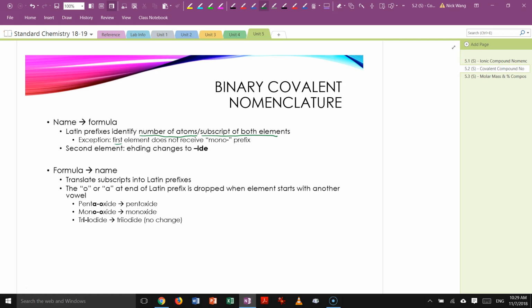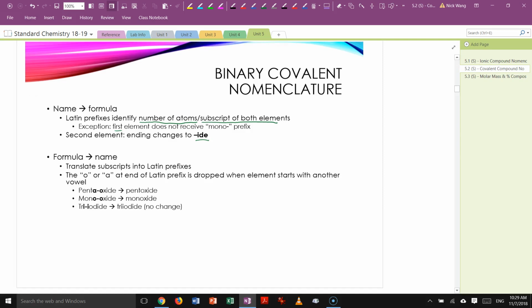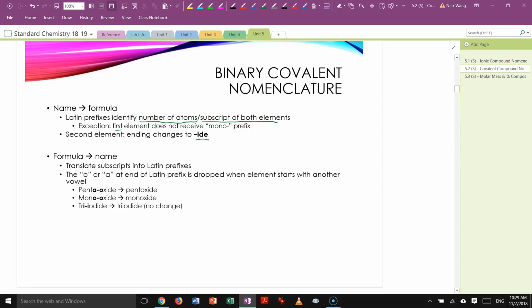For the second element that's involved, the ending changes to an "-ide" ending. Kind of what we saw before, the "-ide" ending shows up again. This could potentially be a source of confusion if you're not careful. For now, though, just recognize that we do have an "-ide." We'll talk about how that confusion can set in later. We also have formula going to a name, and this one again is very literal. What you see is what you write.